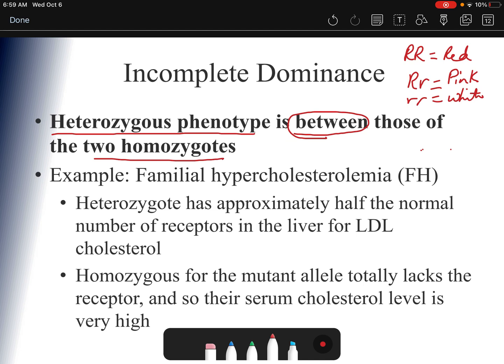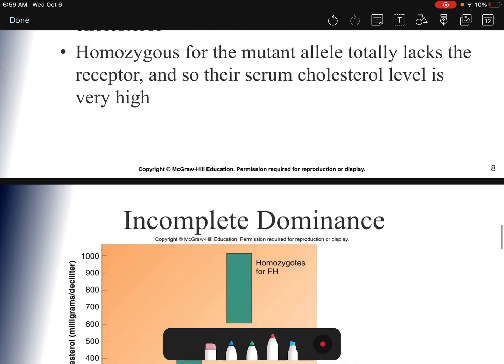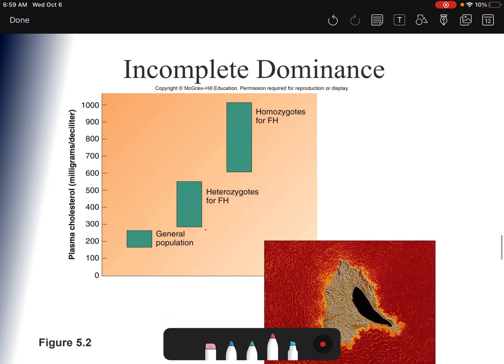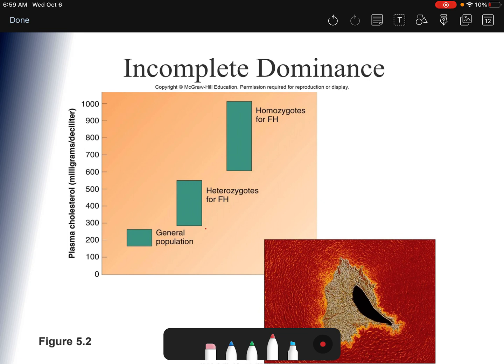So in humans, familial hypercholesterolemia is an example of incomplete dominance, where if you have a heterozygote, then you get kind of a medium amount of receptors for LDL cholesterol, okay? So you're kind of right in the middle. So you get just kind of a medium amount compared to those that are homozygous for it.